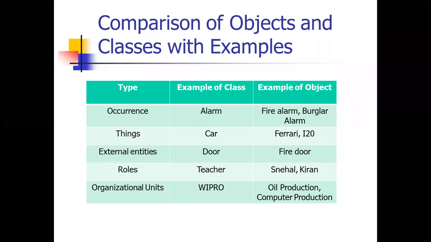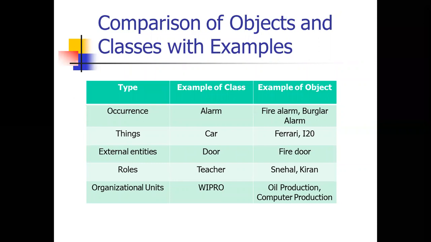Then organizational units. Type is organizational units. Example for that is Wipro is the class. And then objects of that class are like oil production, computer production, etc. This is the simple comparison based on types, examples of classes and examples of objects. Then we have seen some examples for class diagrams, their notations. Notations like class name, their attributes, operations. How to represent class, what is the visibility.